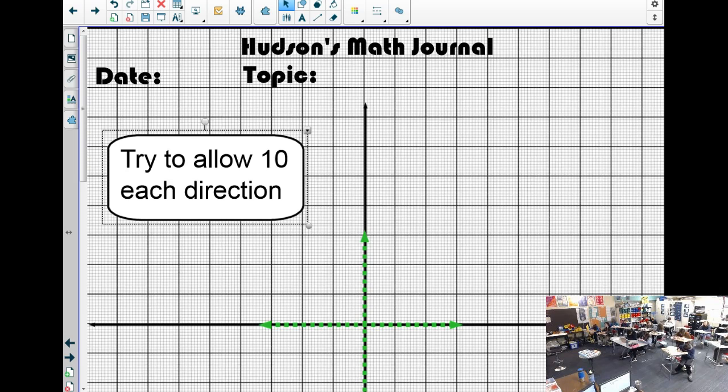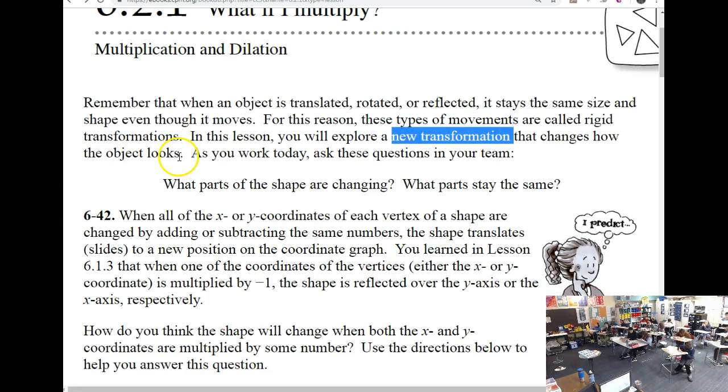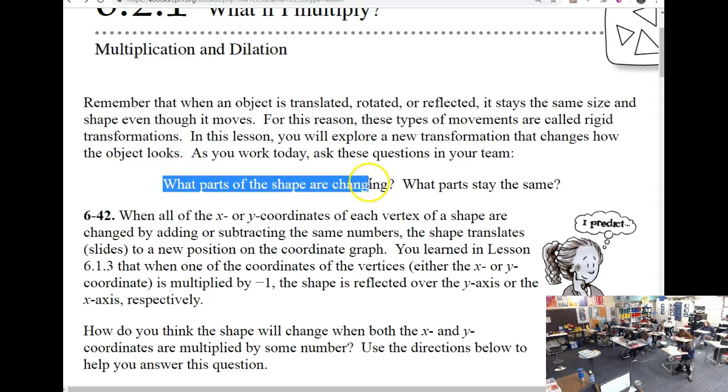In this lesson, we'll explore new transformations that do change how the object looks in regards to its size. So as we work today, ask yourselves these questions. What parts of the shape are changing and what parts stay the same?